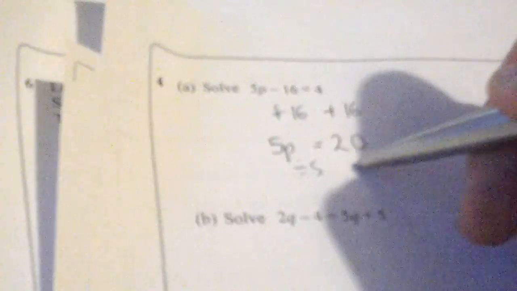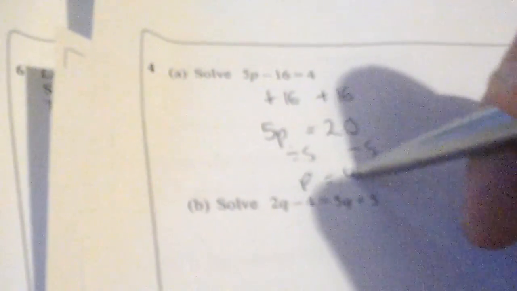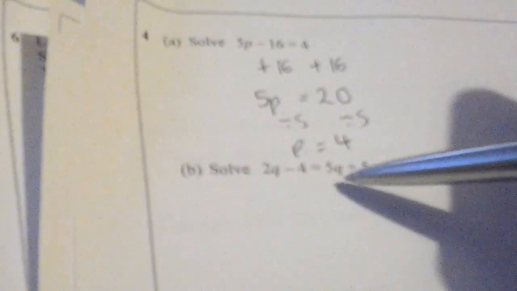Question 4 is a solving equations question. You've got take away 16 here at the minute, so to get p on its own, I'm going to add 16 to both sides. So I'll get 5p is 20, and then I'm going to divide by 5. So p is 4.